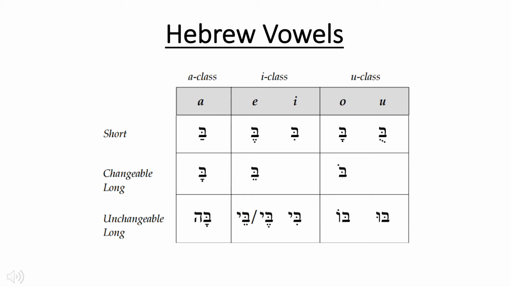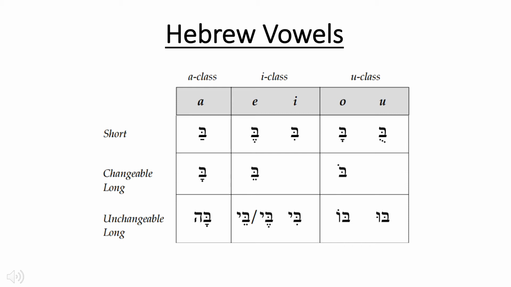Again, to make things simple, we'll simply refer to these as Hebrew vowels, although you'll have to keep in mind that these aren't technically vowels, but pronunciation or nikud symbols to help us in pronunciation. You'll notice that there are three classes, A class, I class, and U class, based upon the historic use of the letter aleph, representing either an A vowel, an I vowel, or a U vowel.